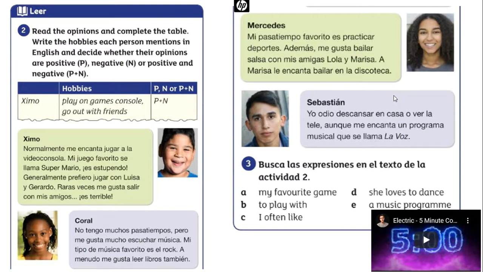Okay, right. You have got a reading task to do now. So you need to read the opinions and complete the table. So you need to write this table out in your book. You've got 1, 2, 3, 4 people. The first one's been done for you. So you need to read their texts, write down their name, write down their hobbies in English, and write down whether their opinions are positive, negative, or positive and negative. Once you fill the table in, you need to find these phrases in Spanish from the texts. So you've got 5 minutes to do that now.